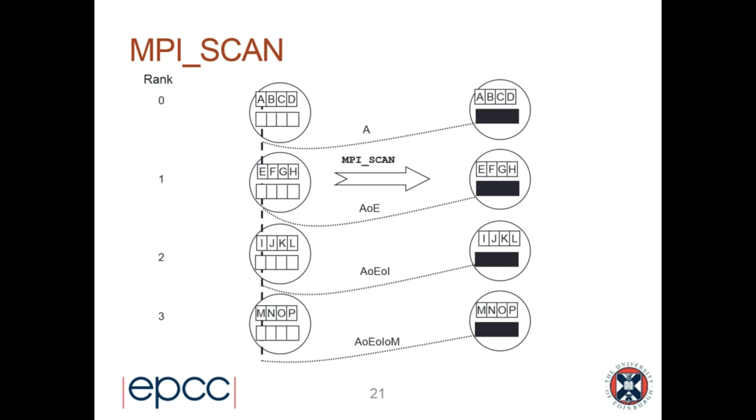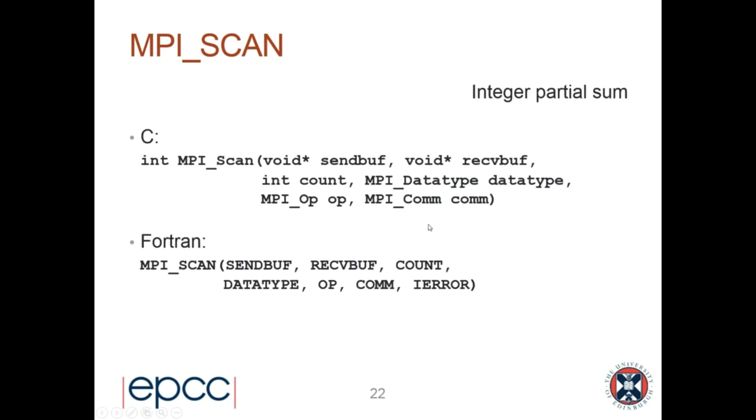So that's the only time I've ever used this operation in practice, to convert a local numbering to a global numbering. If I'm near the end of the list, I need to know how many objects are there on all the people whose rank is less than me. That's the only time I've used MPI scan. I haven't used it in any other situation, but it does have its applicability. So it's exactly the same prototype as all reduce, but the operation is implicitly only done up to and including yourself.